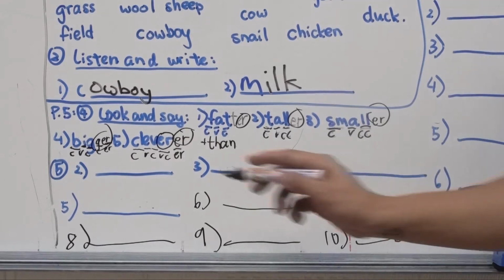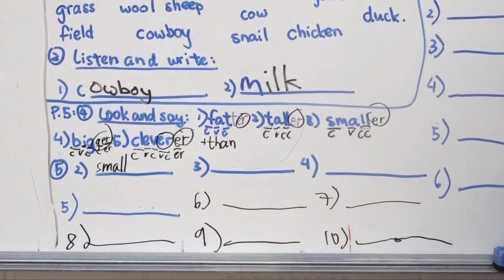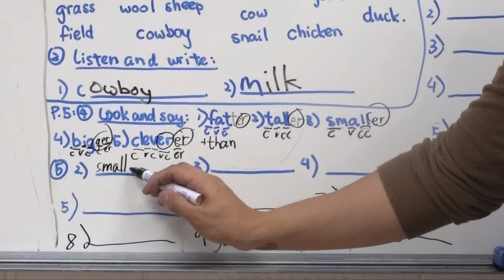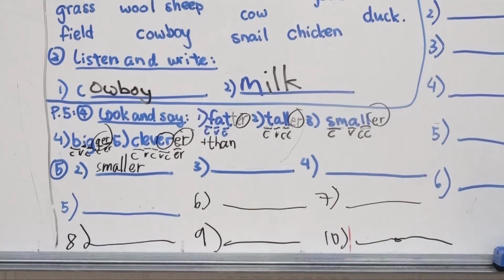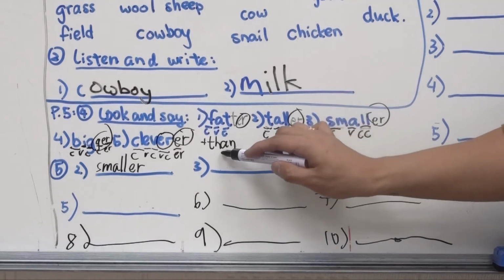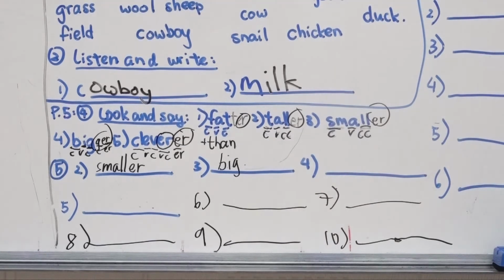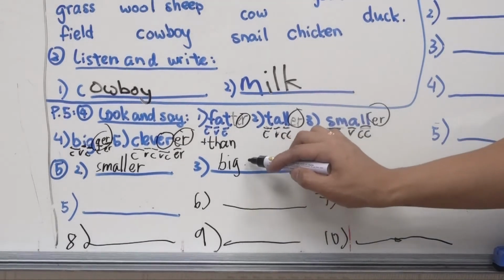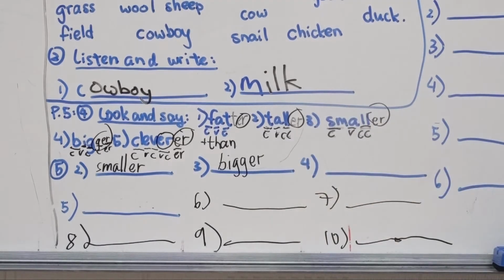What about the word small? Small will become smaller. Do we need to put another L? No. Only put ER. Small becomes smaller. Now the other word, number 3, is big. B-I-G. Do we need to put another G? Yes, because it's CVC, right? B-I-G, G-E-R. Bigger.